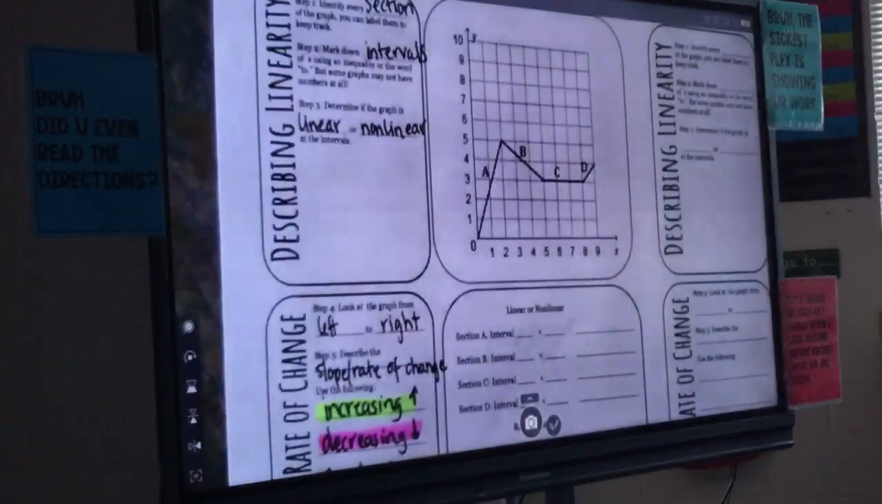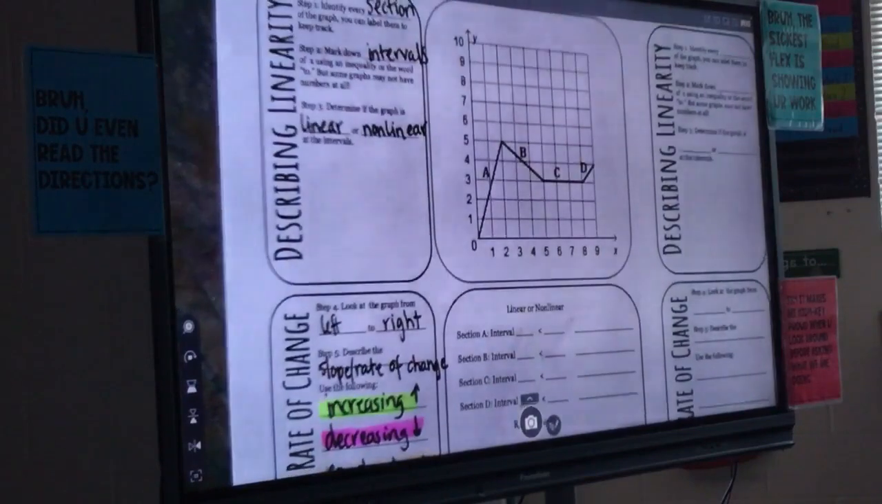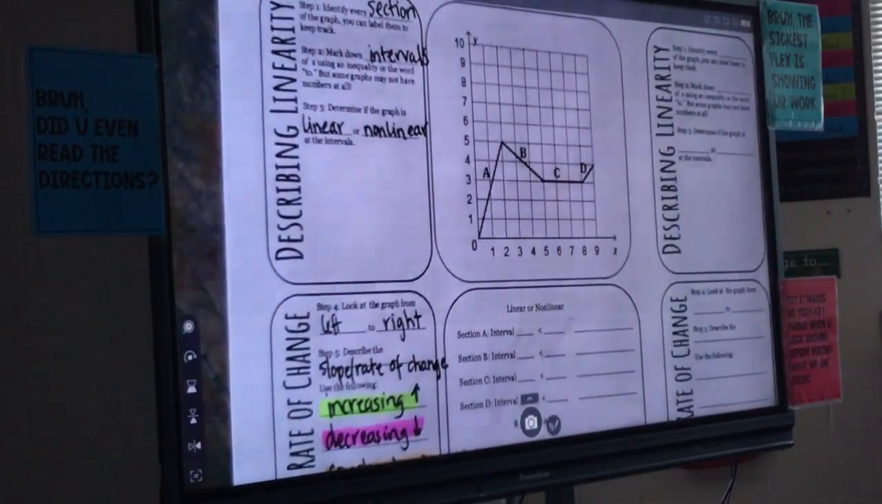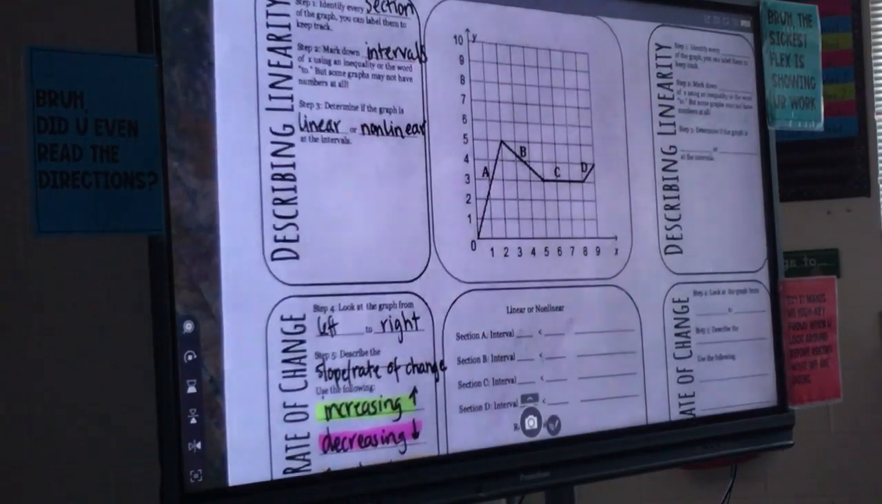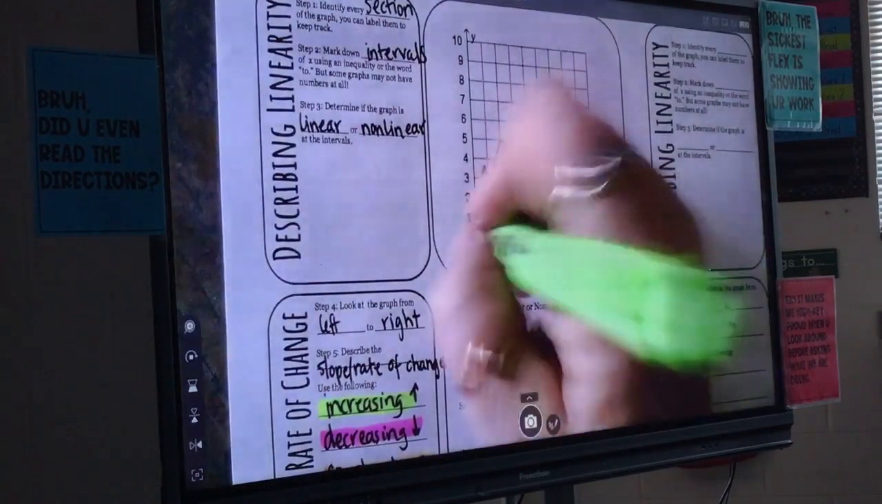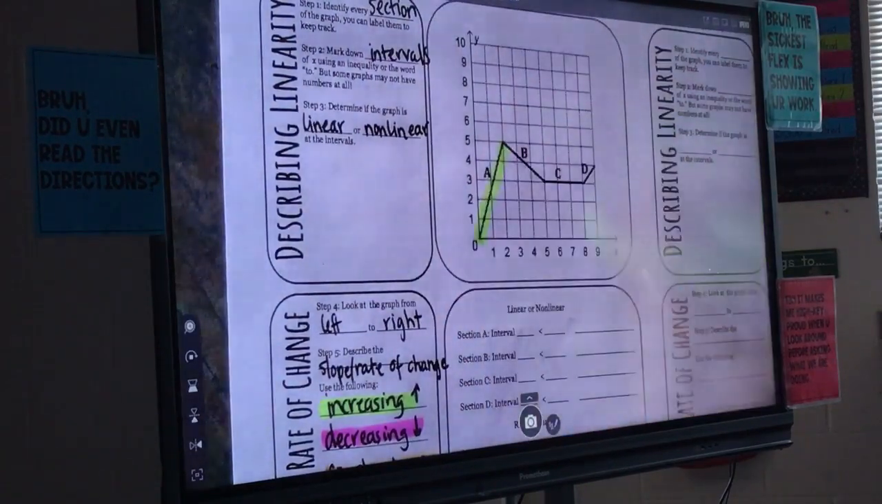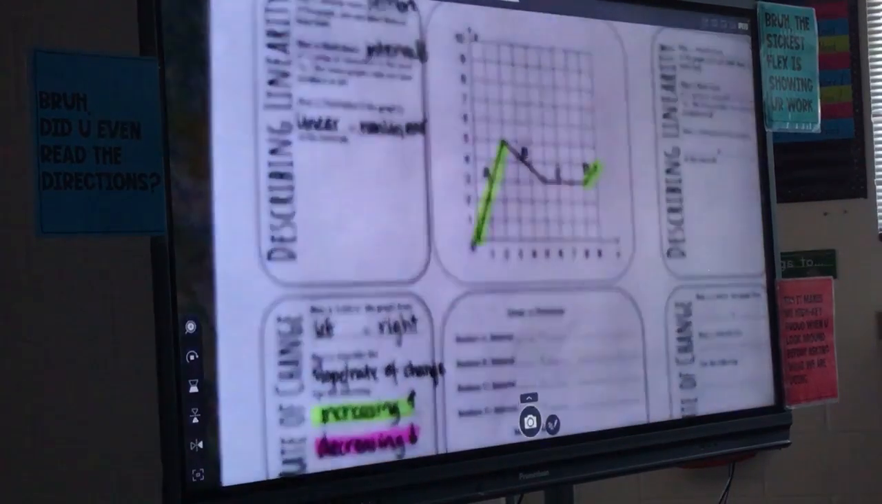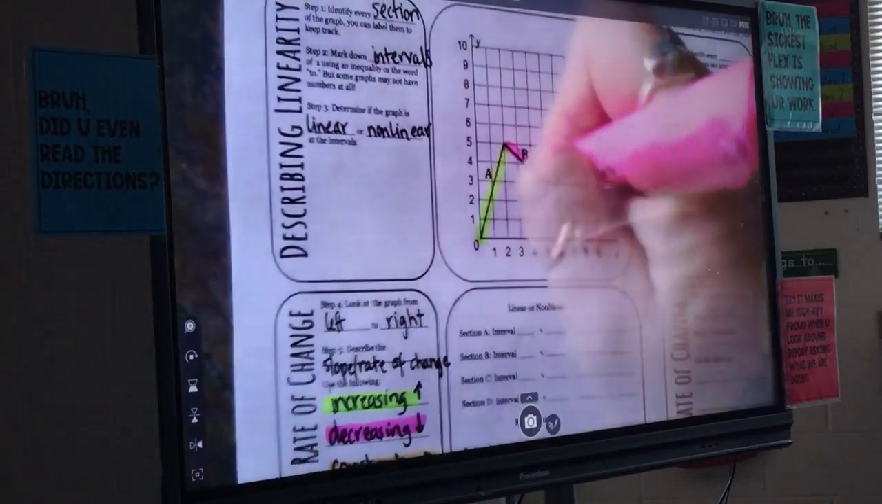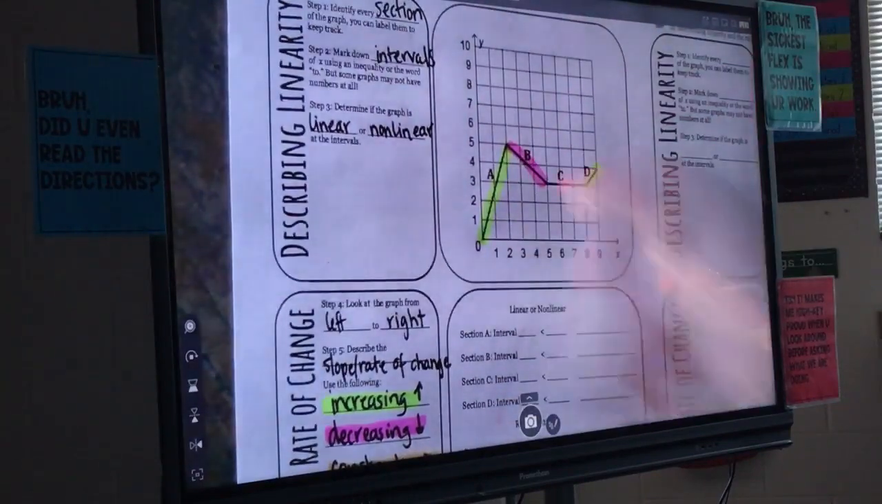What else do you notice about it that's different from the other 2 graphs that we did? Nevaeh. There's a constant. How do you know it's a constant? Right, because it's not increasing or decreasing. All right, so let's go ahead and identify. So section A is going to be increasing. Section D is going to be decreasing or increasing. Section B decreases, and section C is our constant.